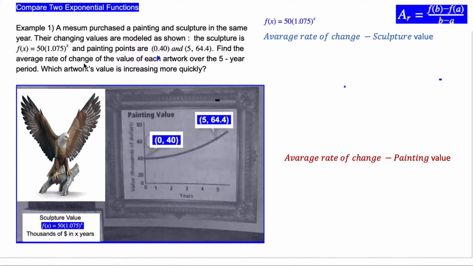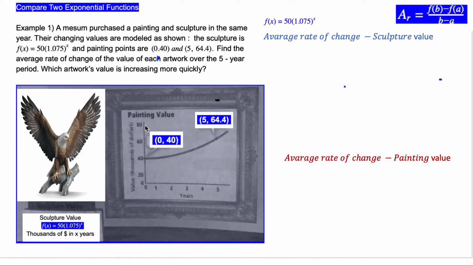Find the average rate of change of the value of each artwork for the 5 year period, and which artwork's value is increasing more quickly. So there are two questions to find in the 5 years and which one of them is changing more quickly. So first of all, let me see here the painting.